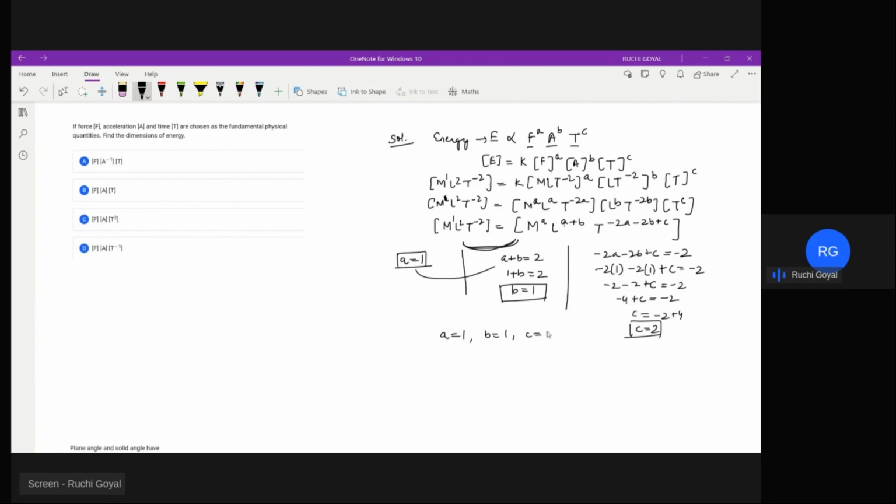So we got the values of a, b and c, means a is 1, b is 1, c is 2. Then you can write from here that E is equal to F raised to power 1, A raised to power 1 and T raised to power 2. This will be the answer. Right? So this is very simple again. F A T^2. So which is the answer? This is the answer, C. F A T^2. Okay.